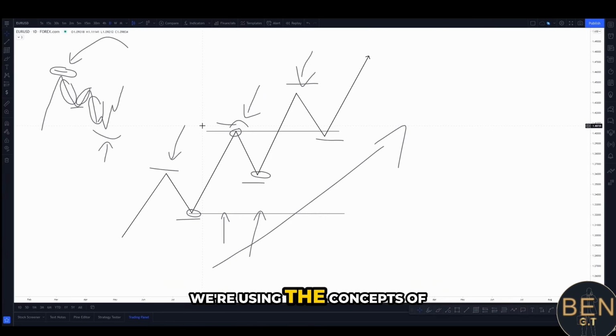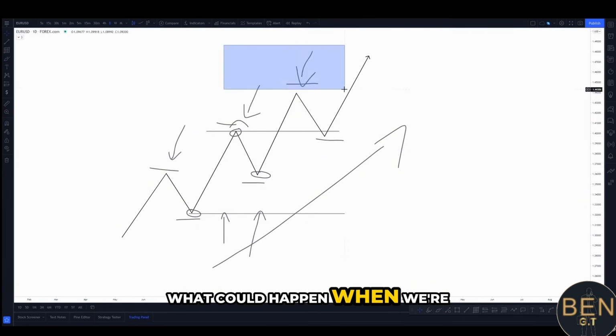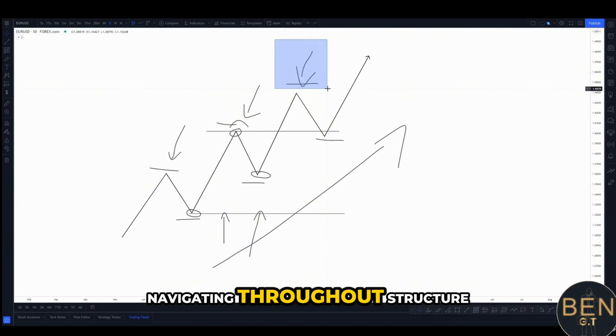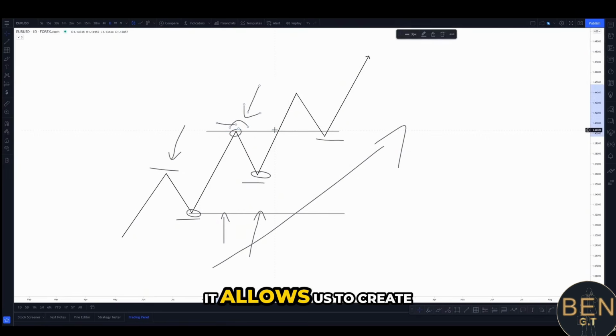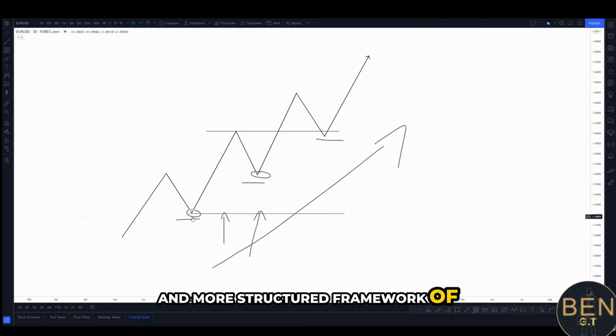We're using the concepts of protected and targeted structure as just an additional tool of understanding what is going on behind the scenes when we are looking at structure. It's not an end-all be-all, it's just an additional tool in understanding what could happen when we're seeing price action navigating throughout structure. It allows us to create a better and more structured framework of understanding where to target our trades. And we'll talk more about this when we get into entries.